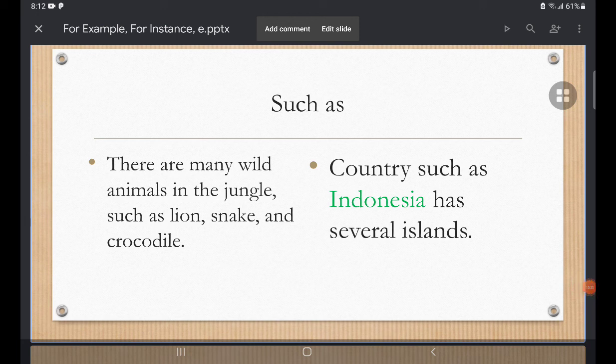So that's all my brief explanation about the differences between "for example", "such as", "for instance", and also e.g. If you have any comments or questions, just put them in our group, one by one.